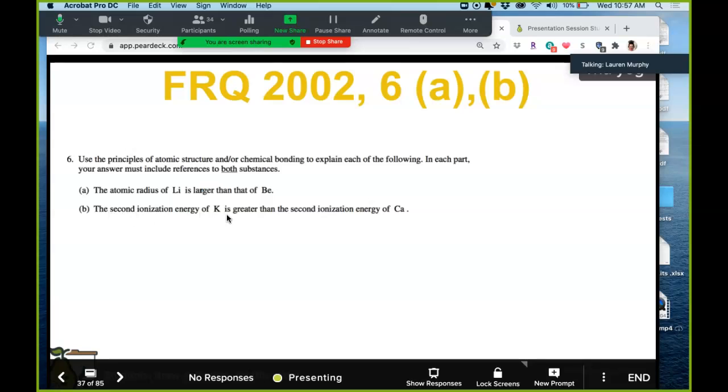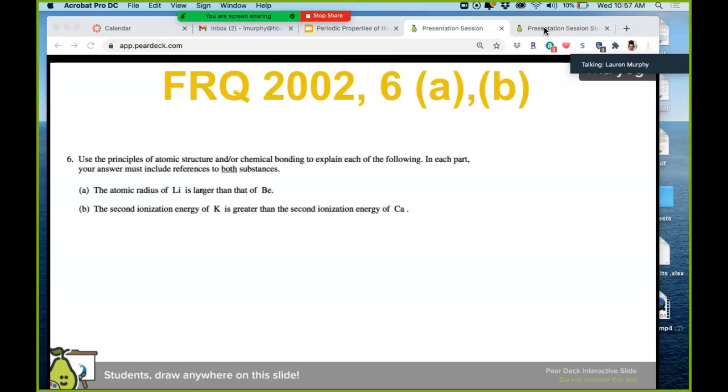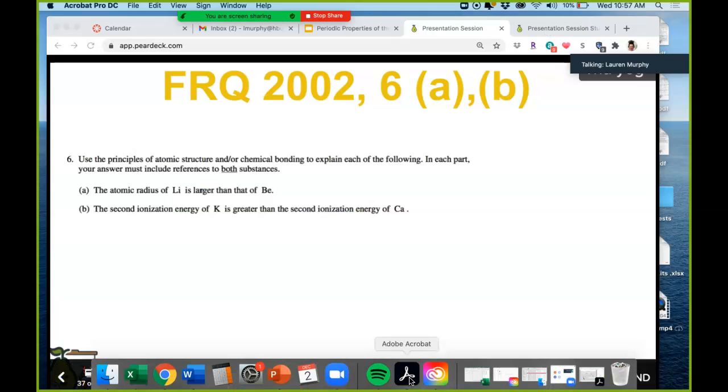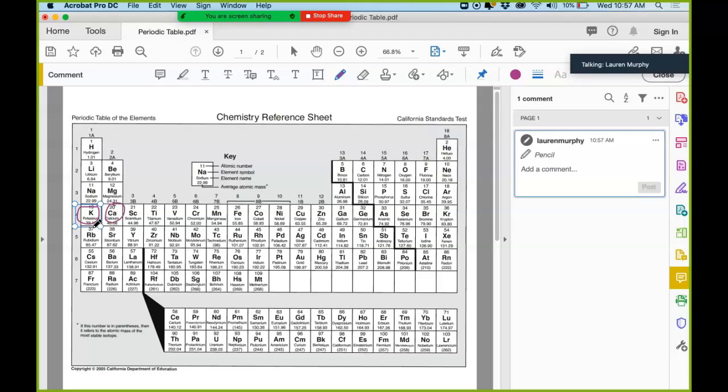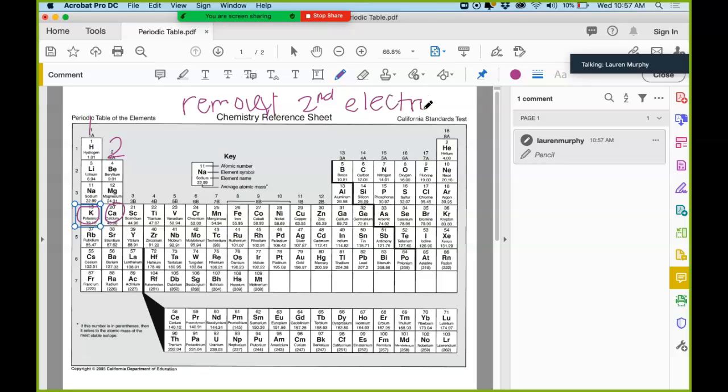Now, this says the second ionization energy of potassium is greater than the second ionization energy of calcium. So you go, okay, well, here's potassium, here's calcium. Potassium has 1 valence electron, calcium has 2 valence electrons. The second ionization energy is the removal of a second electron, so you have to take off 2 electrons. Well, potassium has 1 valence electron.